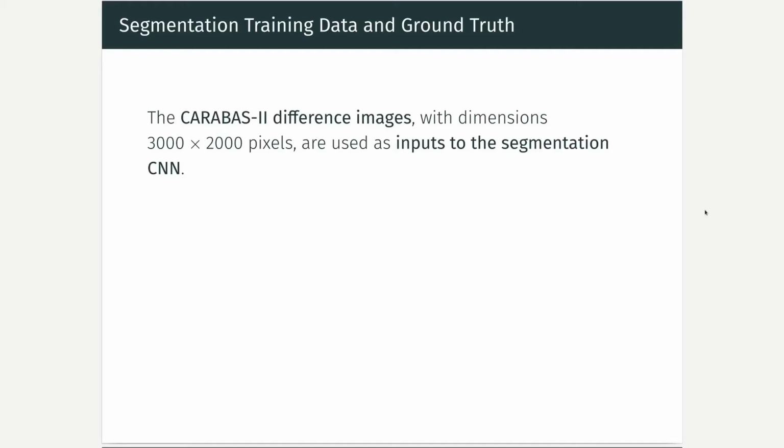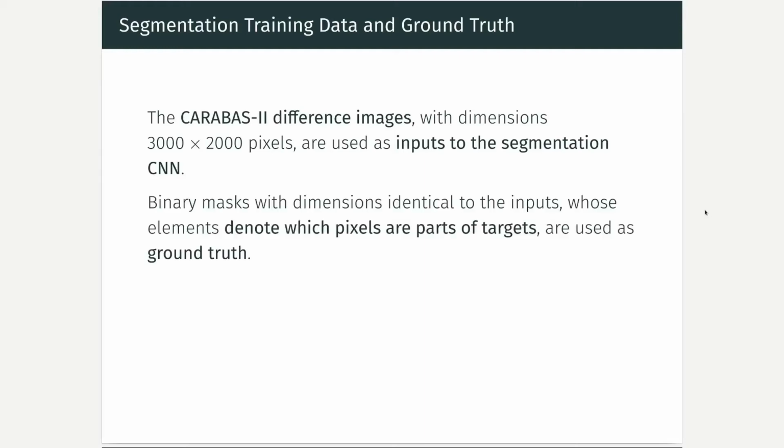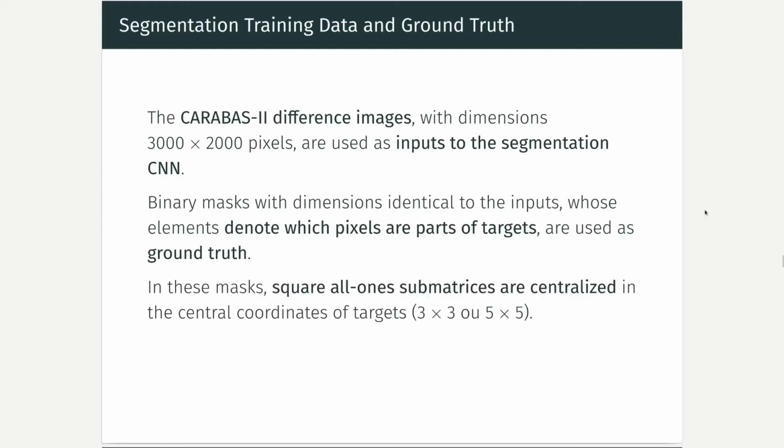The segmentation network was trained using the difference images of 3000 by 2000 pixels, and the ground truth was selected as binary masks containing ones where targets were positioned, so that for each vehicle in these images, a square L1 submatrix of 3 by 3 or 5 by 5 was inserted into the binary mask, so that each non-zero element in this mask represented a pixel of a target. Other non-target pixels are represented as zeros.